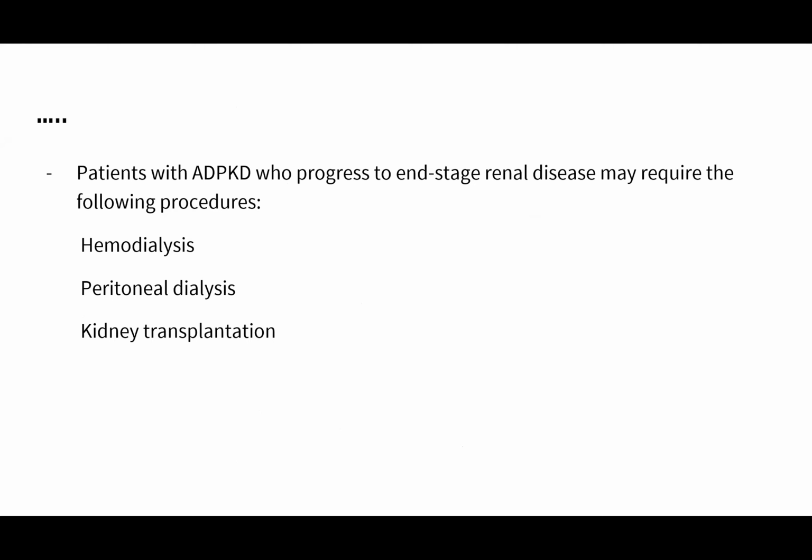Patients with ADPKD who progress to end-stage renal disease may require the following procedures, which include hemodialysis, peritoneal dialysis, and kidney transplantation. This together is called RRT, renal replacement therapy. RRT means you do the function of the kidney by some other method. That is hemodialysis or peritoneal dialysis or renal transplantation. Renal replacement therapy is essential.